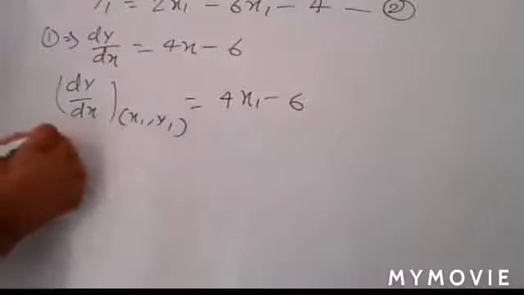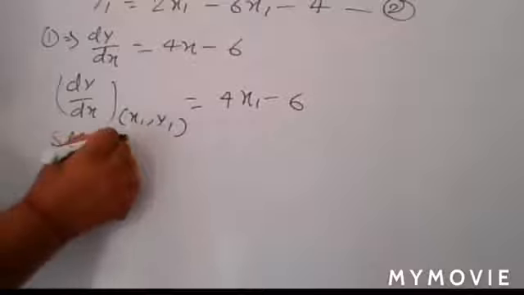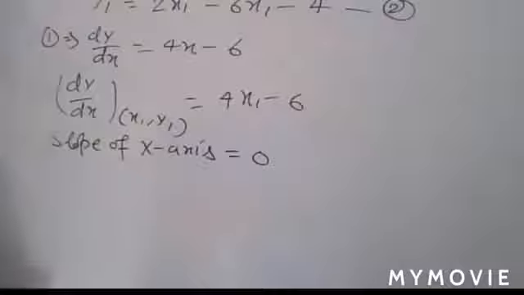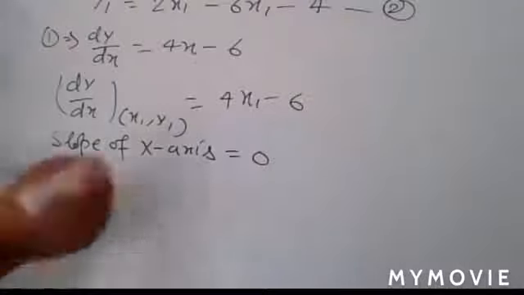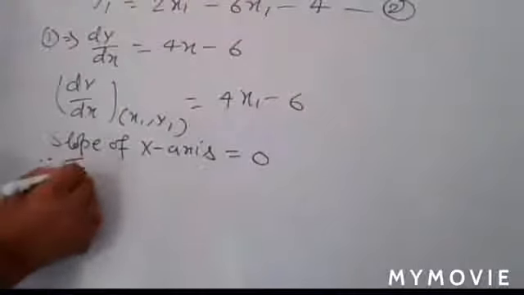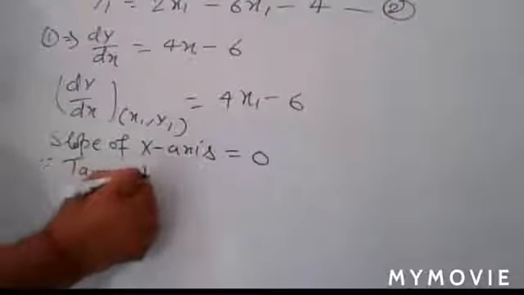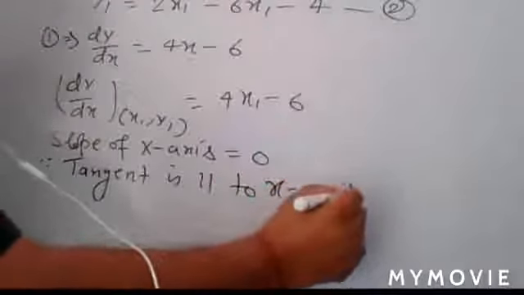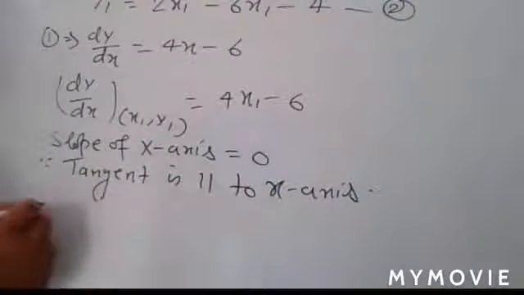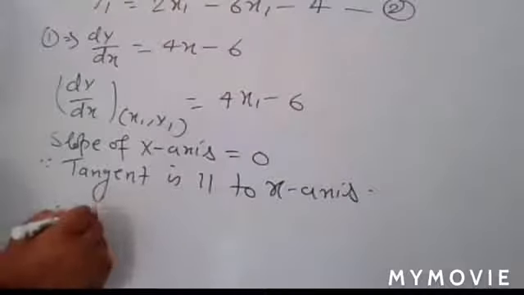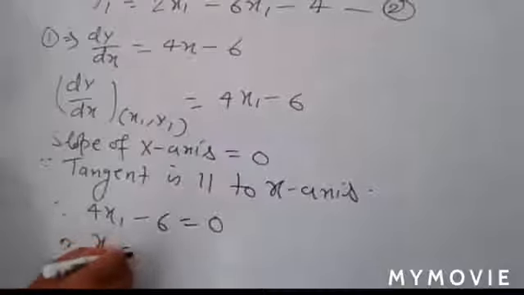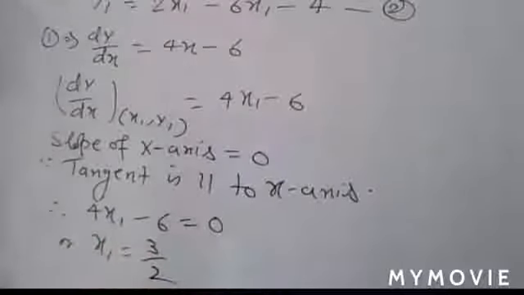Okay, so you write slope of x-axis is equal to 0. And here it is given, since tangent is parallel to x-axis, so their slopes are equal. So you have 4x1 minus 6 is equal to 0, or x1 is equal to 3 by 2.